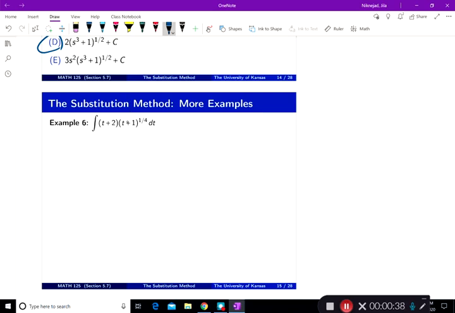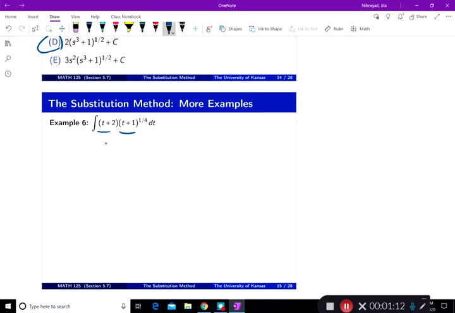I see a product, and looking at that, what I notice is that what I would assume as the inside function, t plus 1, its derivative is not t plus 2. But then I don't see any more complicated things going on.